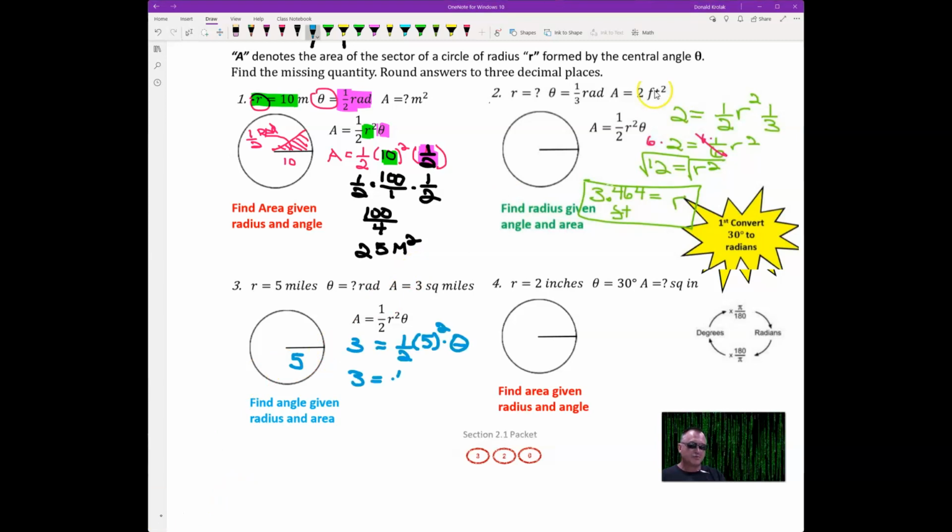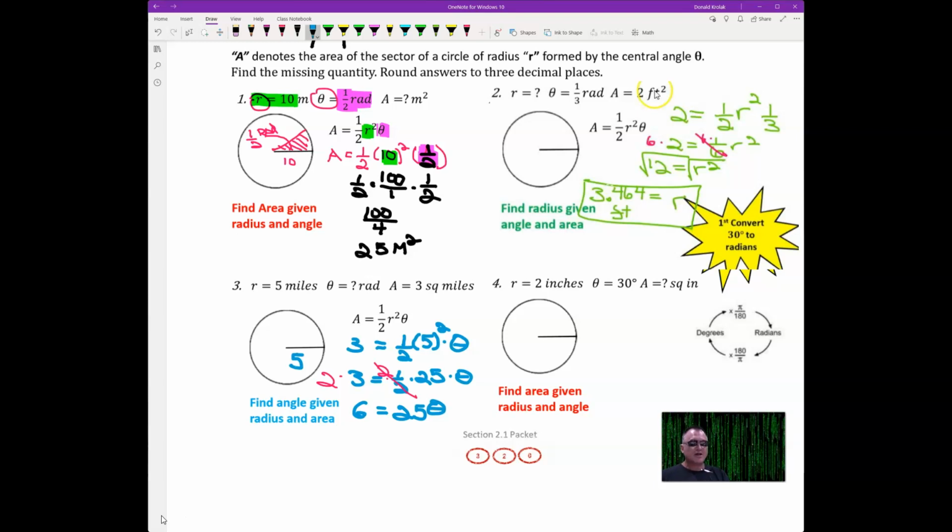So I end up with 1/2 times 5 squared, which is 25, times theta. I want to get rid of the fraction, so I'm going to multiply both sides of this equation by 2. That gets rid of my denominator, and it's just a little easier to deal with now. So I have 6 equals 25 times the angle.